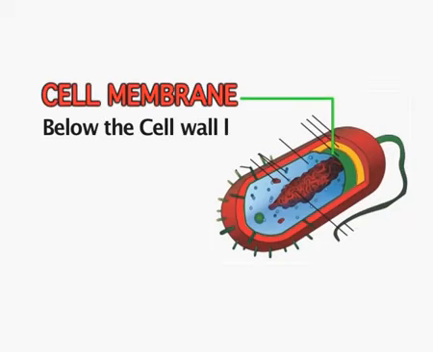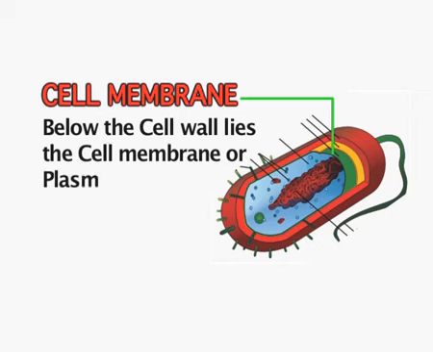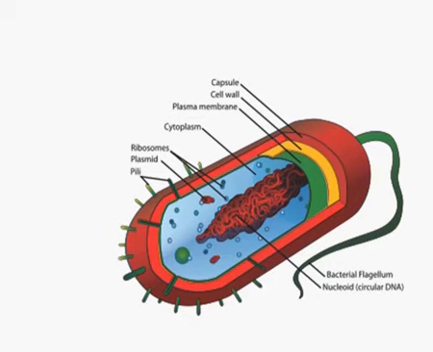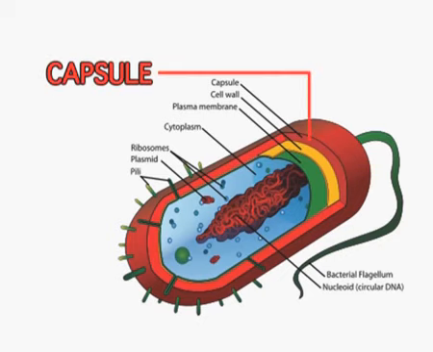Now, this peptidoglycan is unique to the bacteria only and is not found in the plants, which also have a cell wall, but it is not made up of peptidoglycan. Below the cell wall lies the cell membrane or the plasma membrane. The cell wall protects the cell and also gives it shape. In some bacteria, as you can see in the diagram, it is surrounded by yet another layer which is known as the capsule, but that is only in some of the bacteria.